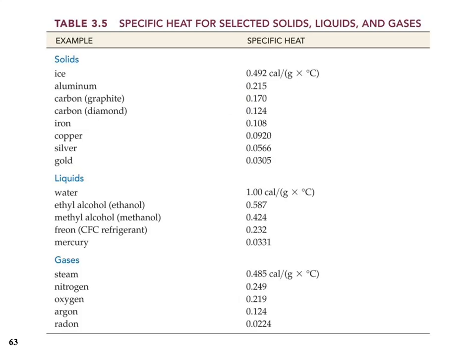But aluminum doesn't corrode like copper and iron do. If we look at liquids, and these are all in calories per gram degree Celsius, we see that water has a much higher specific heat than these other liquids do. And here are different gases, and these are also lower than water. Water has a very high specific heat. Water plays a big part in moderating temperature.